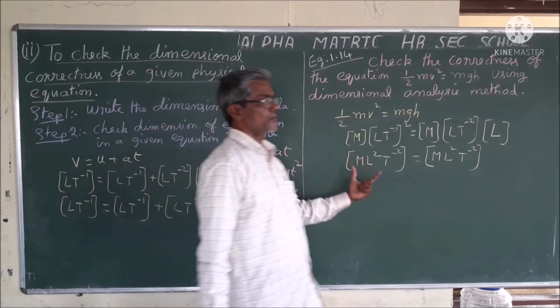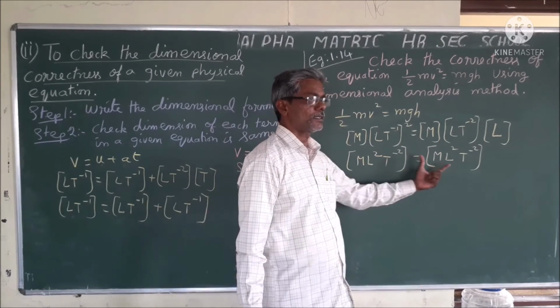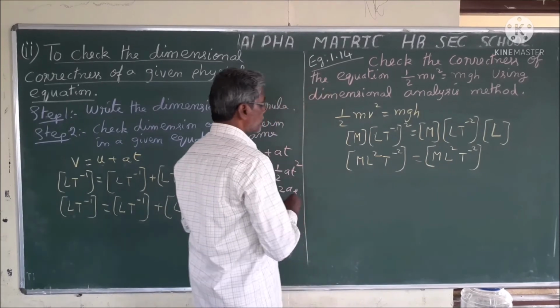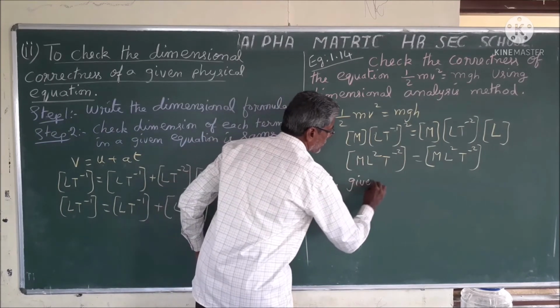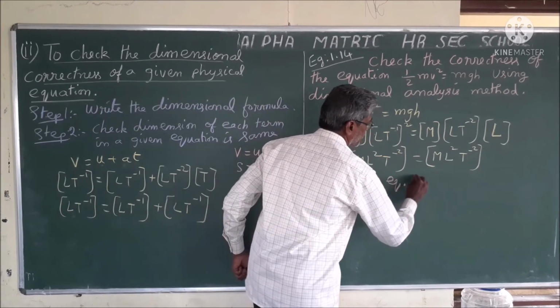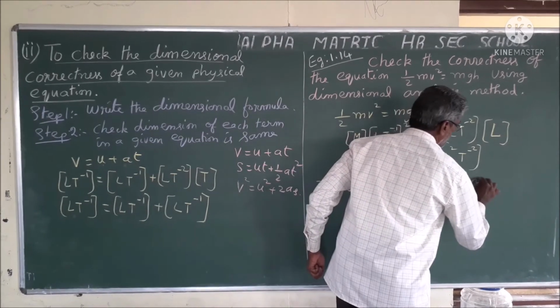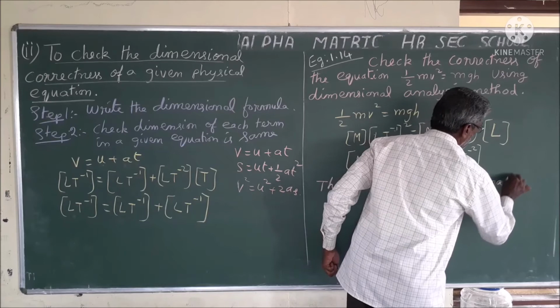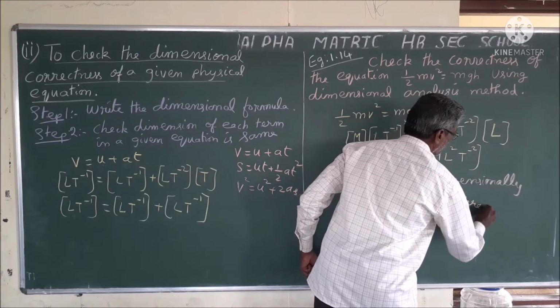So go for the second step. Check each term whether the dimensions are the same or not. They are the same. Hence I can write the given equation is dimensionally correct.